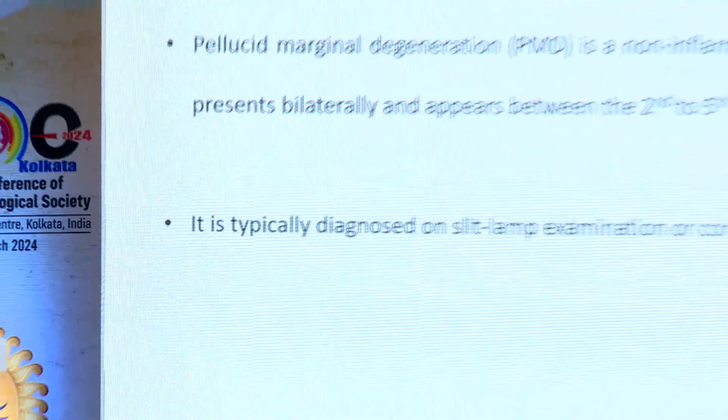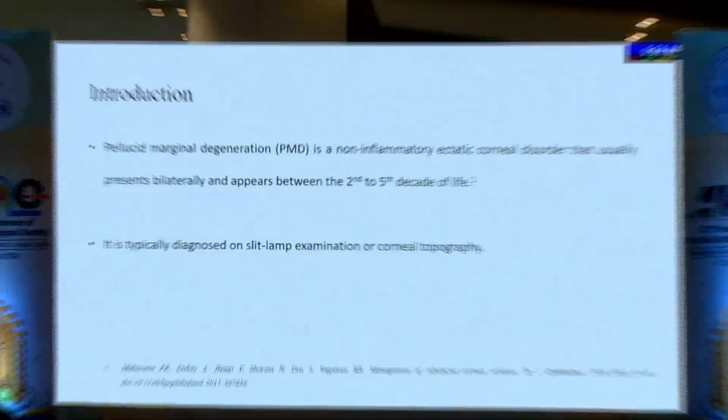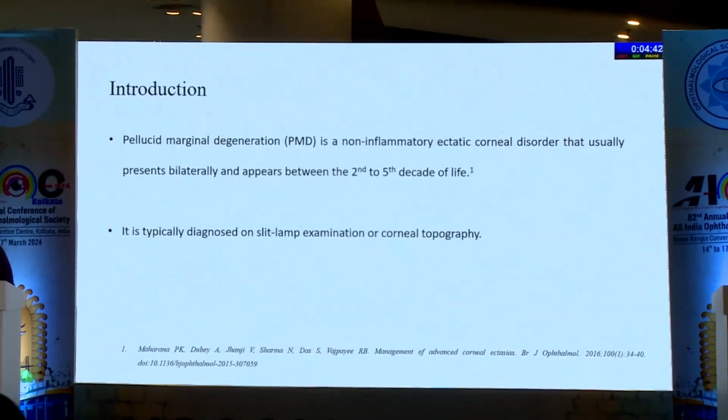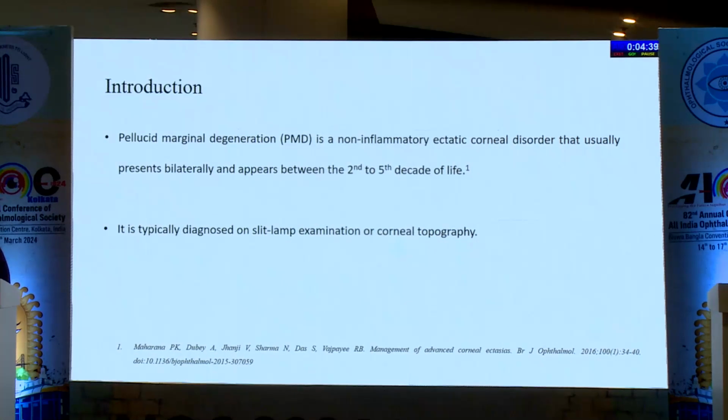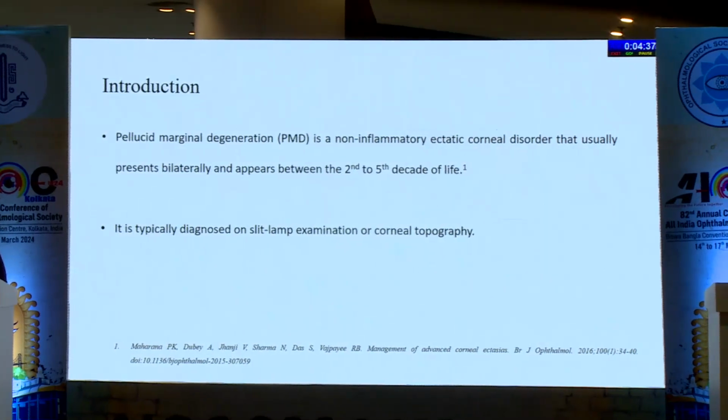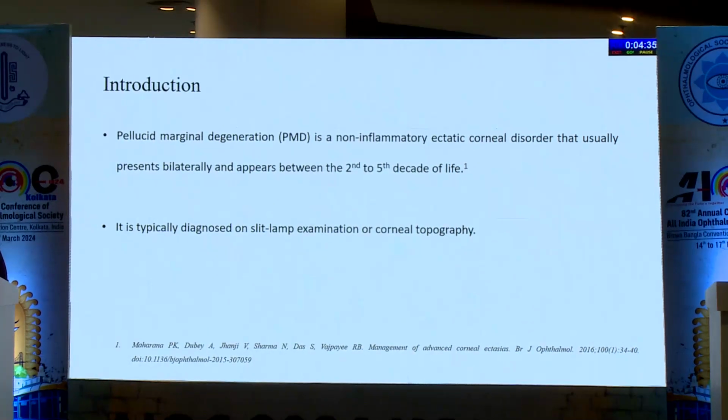Please start the timer. Good afternoon, everyone. I am Dr. Afreen Bari, and my topic is Inferior Crescent Sign in Pellucid Marginal Degeneration. There are no financial disclosures. Pellucid marginal degeneration is a non-inflammatory ectatic corneal disorder that usually presents bilaterally and appears between the 2nd to 5th decade of life. It is typically diagnosed on slit lamp examination and on corneal topography.